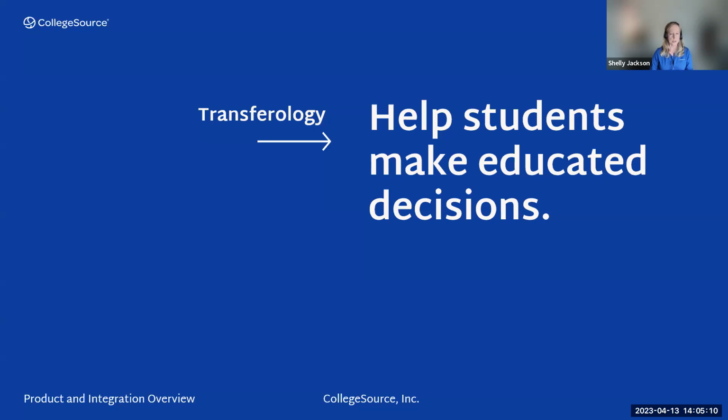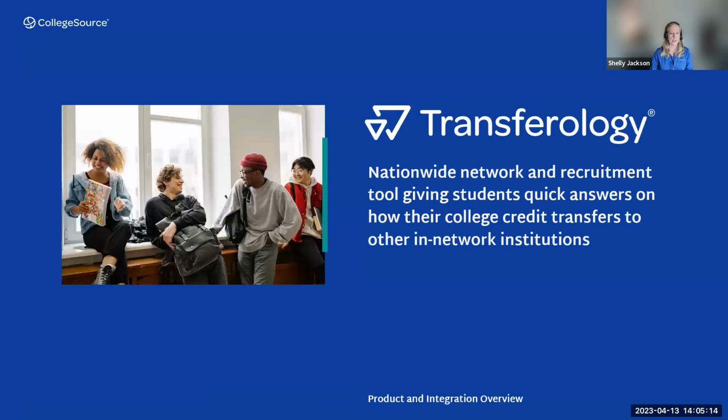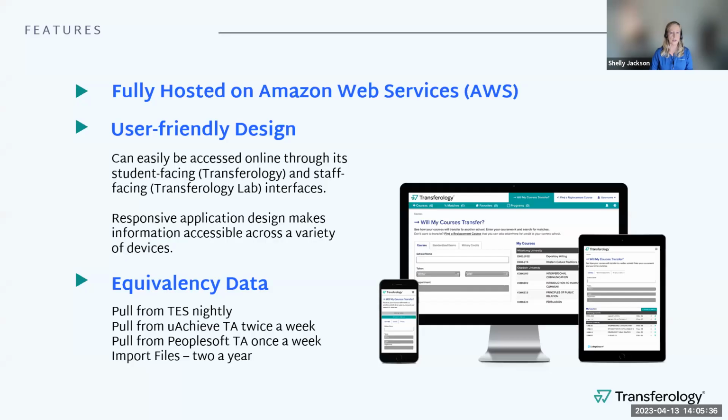We're going to start with Transferology, which helps students make educated decisions. It is our nationwide network that gives students a way to see how their courses will transfer. So they can find that information before they're admitted to your institution, before they even apply. Maybe they don't even know about your school until they see the results and other details, and then they decide to reach out and apply.